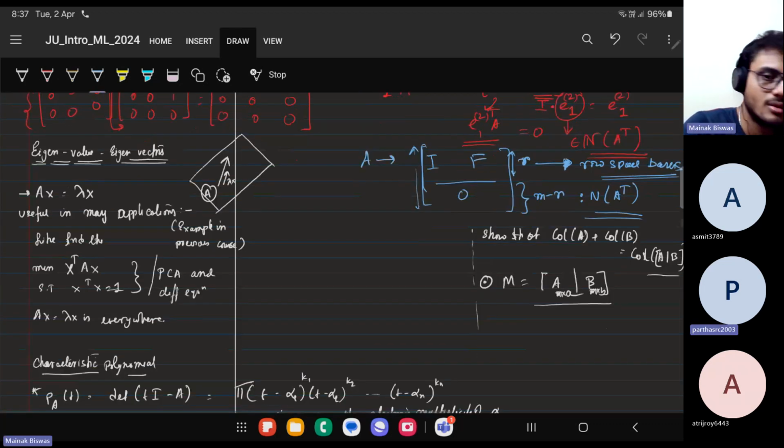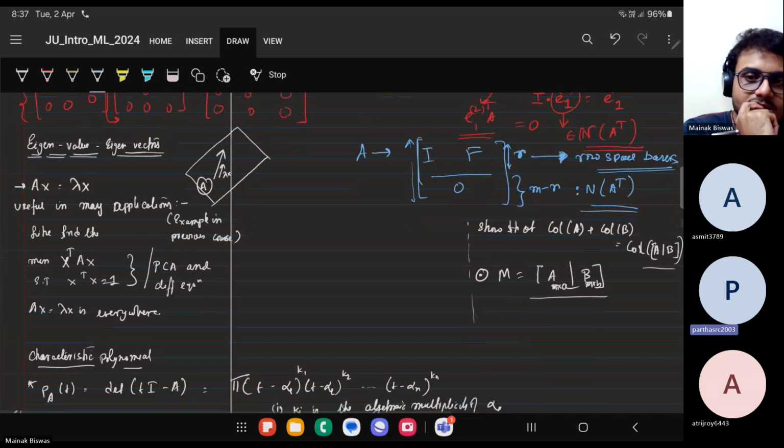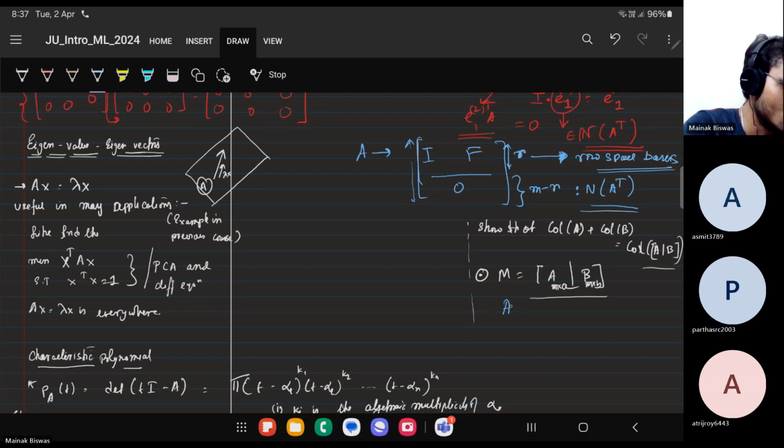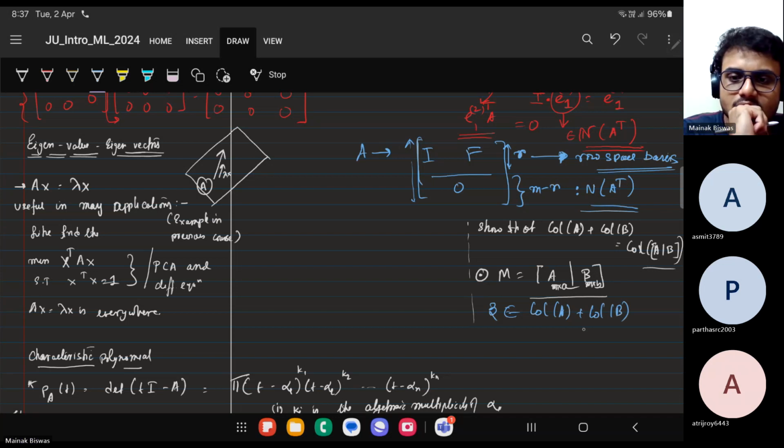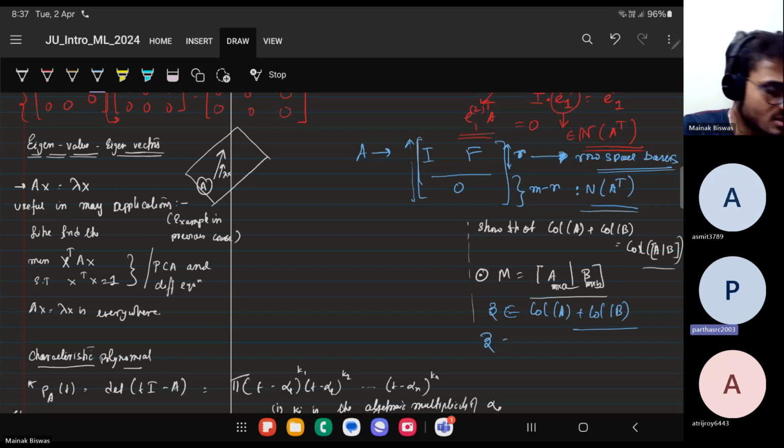Yes, simple. The column space of A is AX for all X. Say Z belongs to the column space of A plus column space of B. Z belongs to the column space of A plus column space of B. So then Z can be written as AX plus what can it be written as? BY. AX plus BY.